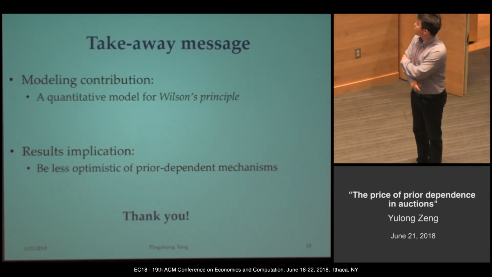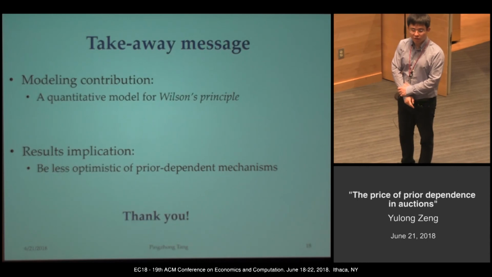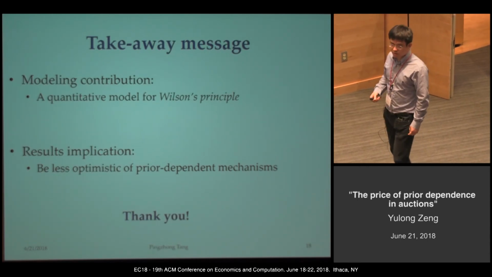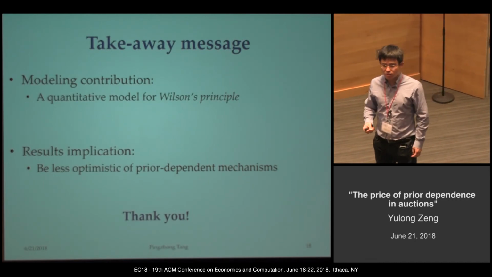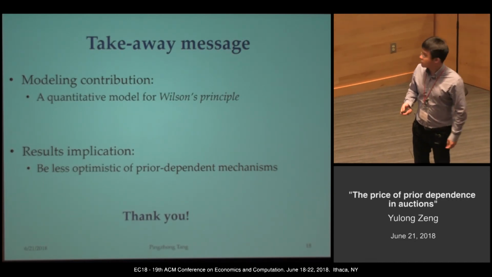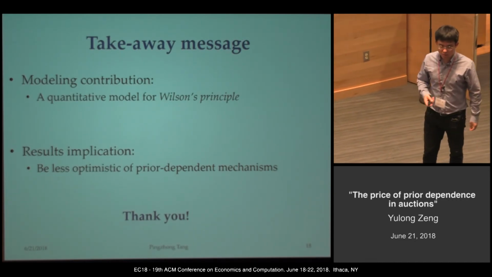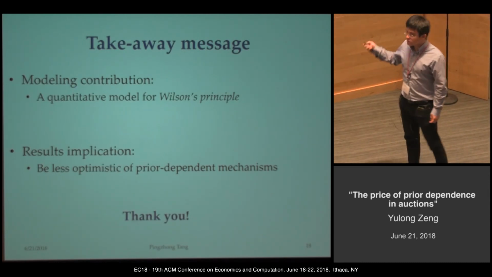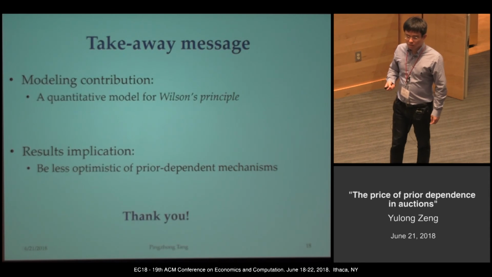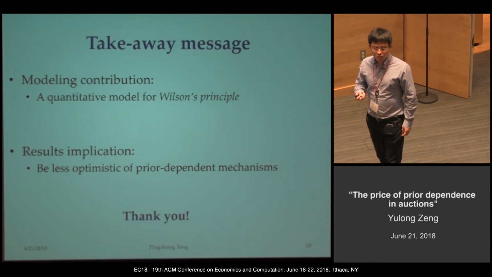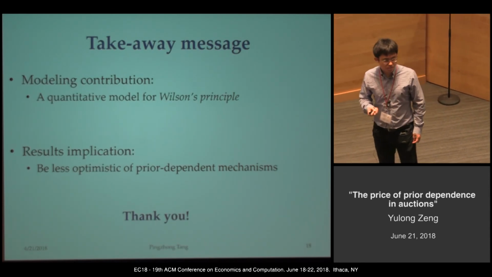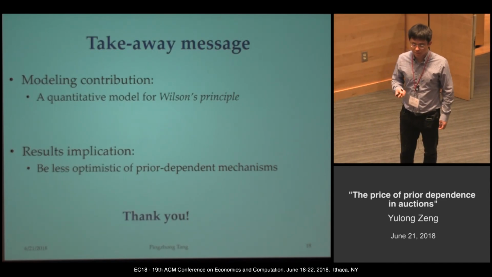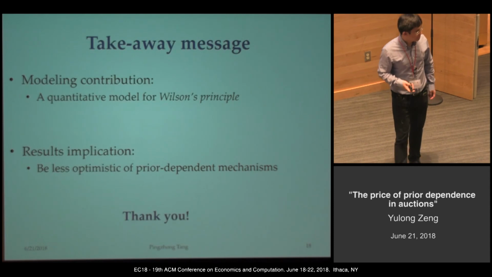So just a quick summary of the takeaway message of this paper. So we have a model that evaluates the damage of prior dependence. So it can be regarded as a quantitative model for Wilson's principle. And the results imply that the revenue of the prior dependent auctions may not be as optimistic as theory predicts it to be. Okay, that's it.